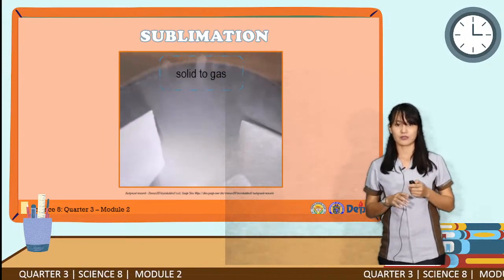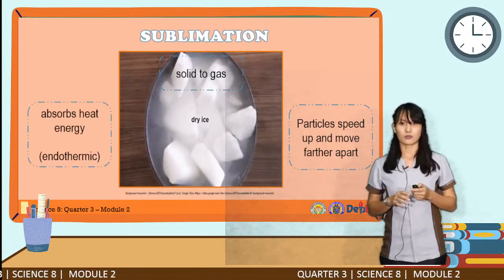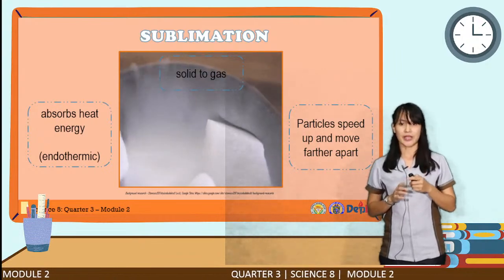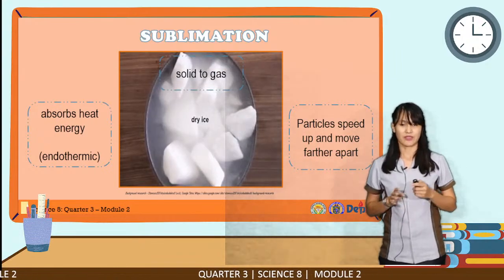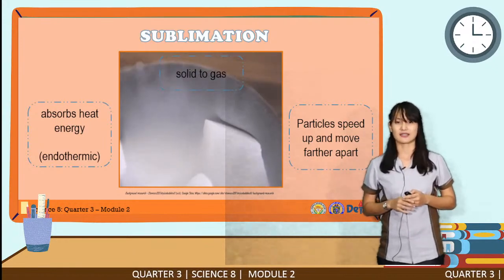The particles of dry ice absorb enough heat energy to completely overcome the force of attraction between them and move fast enough. Therefore, sublimation is an endothermic process.